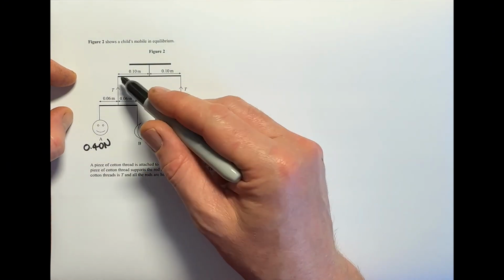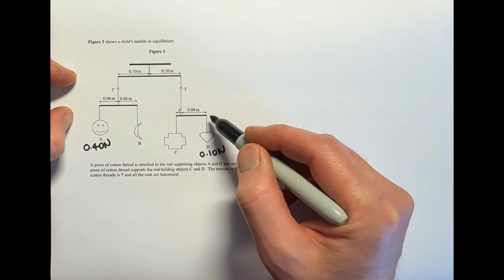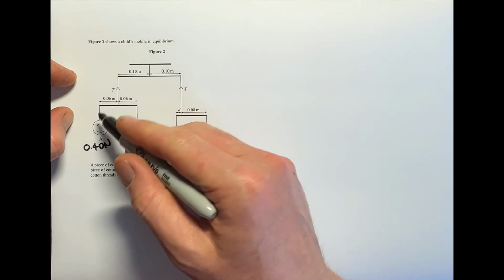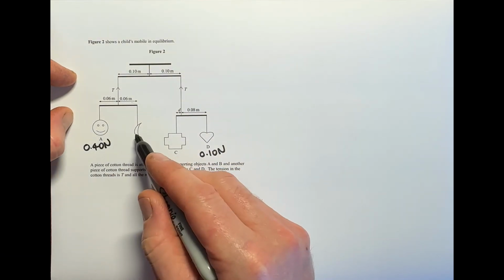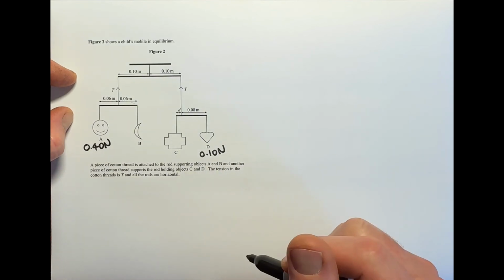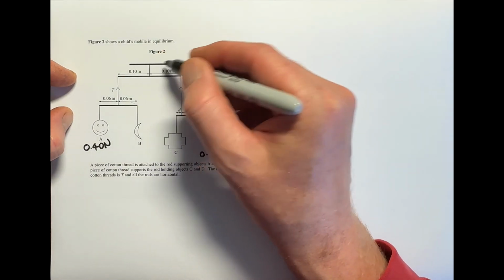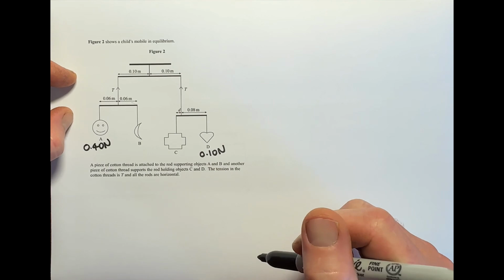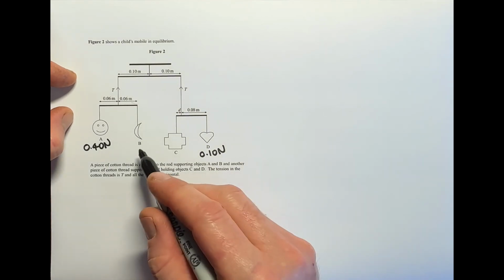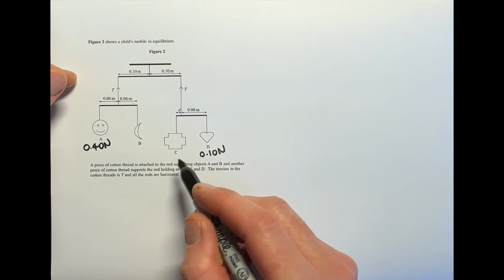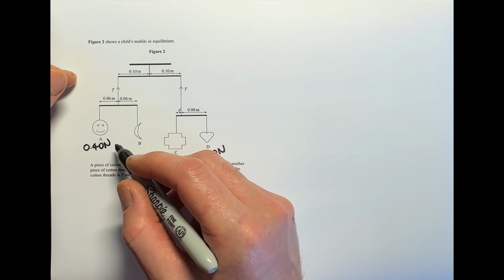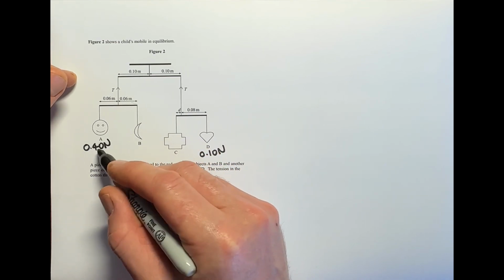Now we're assuming that the rods, these three rods here, are weightless, and the strings the same, so the only objects that have weight are the objects hanging from the mobile. You can see the whole thing suspended from the ceiling or whatever. So the first thing we're asked to do is work out the weight of B and C. Now we're told that the weight of A is 0.4.